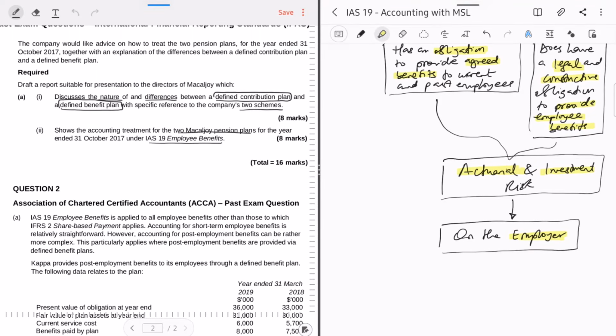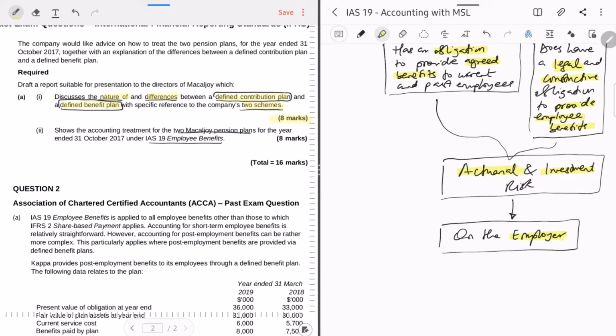requirements. So obviously here they said discuss the nature of and the differences between a defined contribution plan and a defined benefit plan. We just did that on the right with reference to the company's two schemes. We've done that. So if you can do this, you have 8 marks, right?